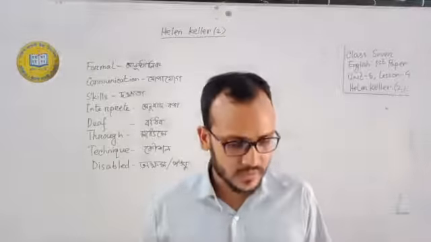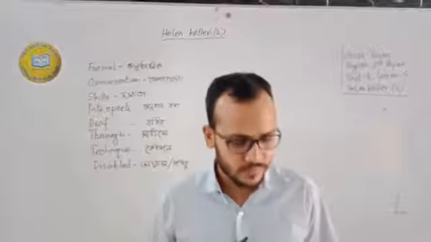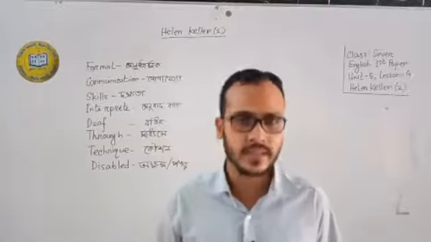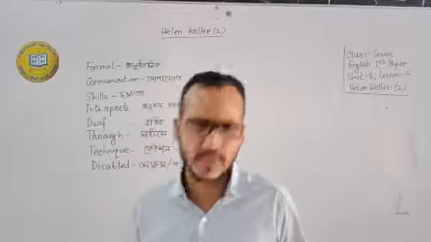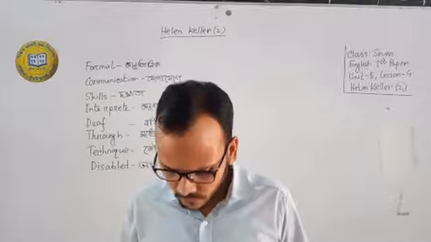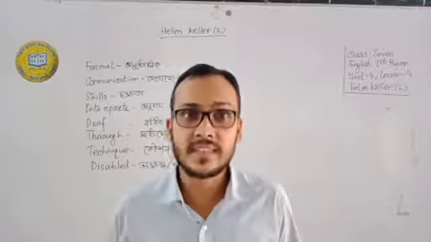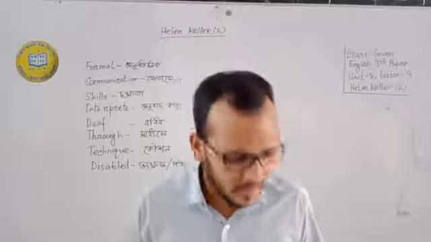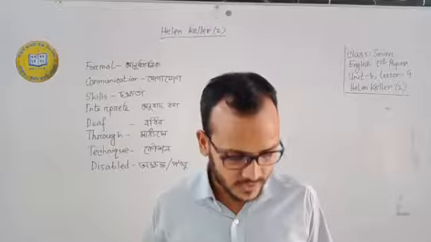Question number 3, at Radcliffe College, Helen mastered her. From the text, we find that at Radcliffe College, Helen mastered her reading skills. So, option A is the correct answer here. The last question, Helen died. In the passage we have seen that Helen died just a few weeks short of her 88th birthday. If a person lives 88 years, it's not a minimum age, it's a maximum age for a human being. So we think Helen died in her old age. So, option C is the correct answer.